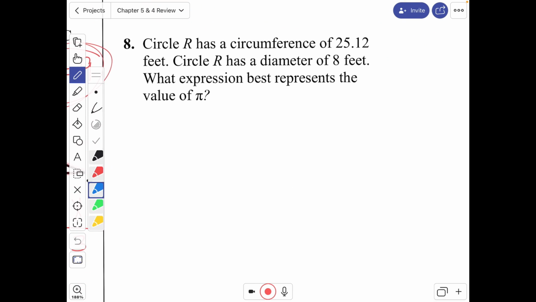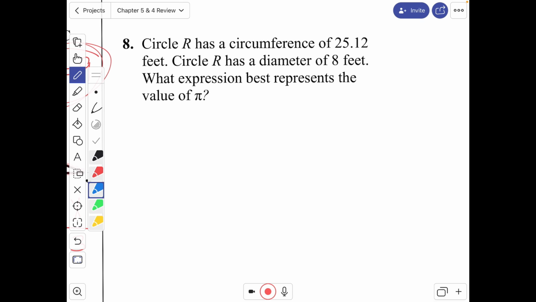Number 8. Circle R has a circumference of 25.12 feet. Circle R has a diameter of 8 feet. What expression best represents the value of pi? Okay, well, it's talking about circumference, and the formula for circumference is 2 times pi times radius. Or it could be pi times diameter. So they have told us that the diameter is 8.